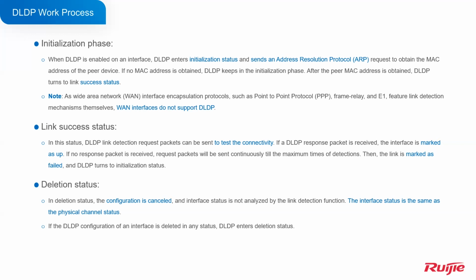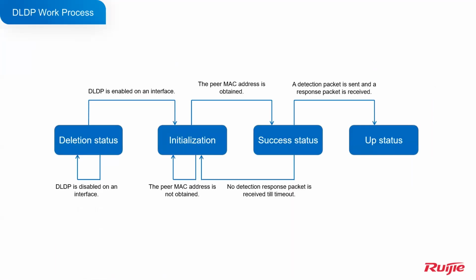So the switching between different statuses in DLDP is like this. Let's see a figure. First is the deletion status. When DLDP is disabled on an interface, and once DLDP is enabled on the interface, it will enter the initialization status. And if in the initialization status we don't obtain the MAC address of the peer, it will remain in the initialization status.